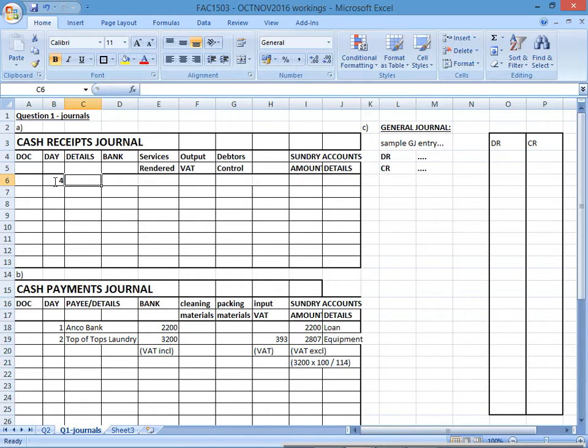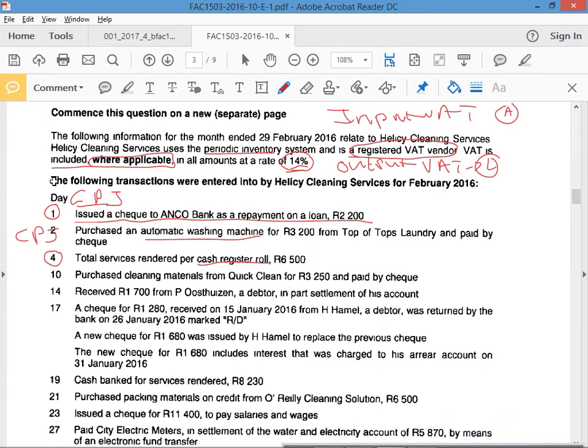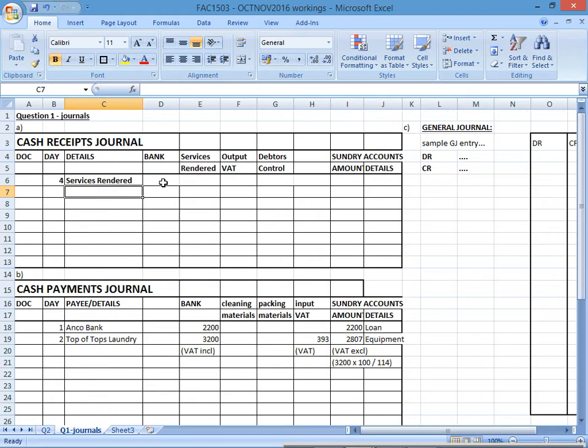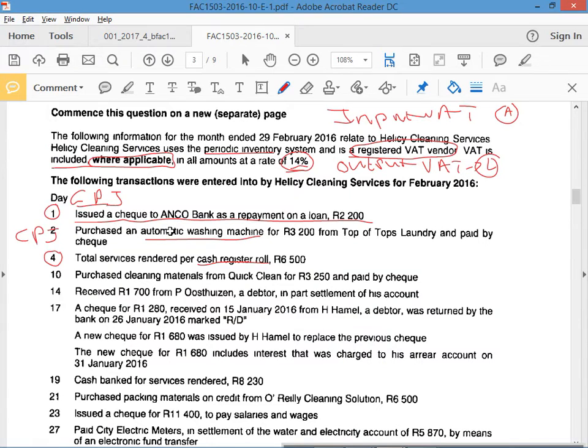So day 4, this came from who? They don't mention it, but they tell you this was services rendered. You can just say cash or services. I'm going to write services rendered. Why not? Be more specific. You could just say cash if you wanted to. But if they gave you a name of a person, you would put it in there. How much did we get?